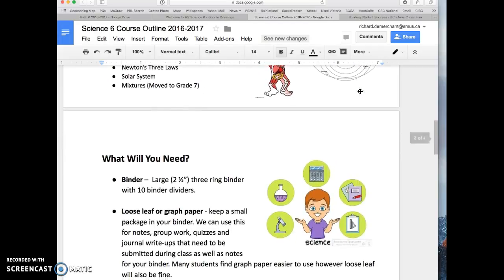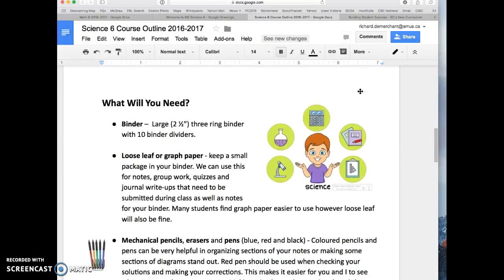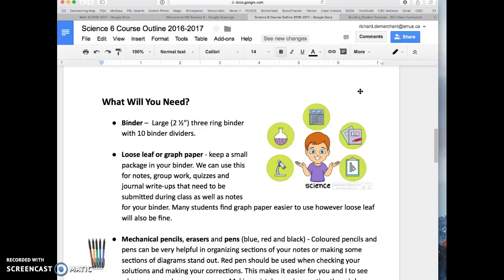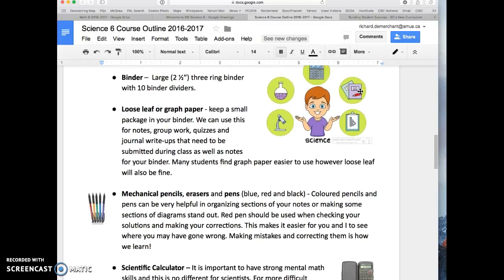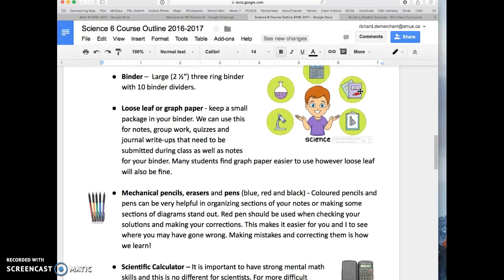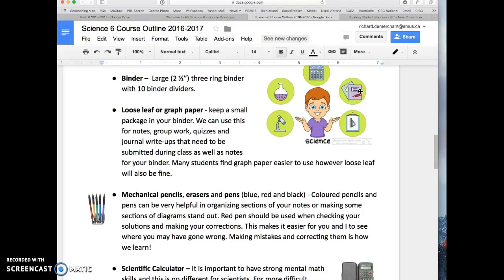What will you need to be ready for this year? Well, we'd like you to have a binder because it's a good way to store everything. And in that binder, you can get some binder dividers as a way to organize your stuff. Loose leaf or graph paper can be very helpful. For some students, they may find graph paper a little bit easier to write with. Mechanical pencils, erasers, and pens. I know I like to use different color pencils sometimes to highlight different sections of my book. It helps me keep organized.